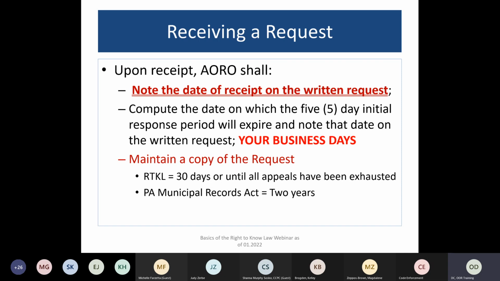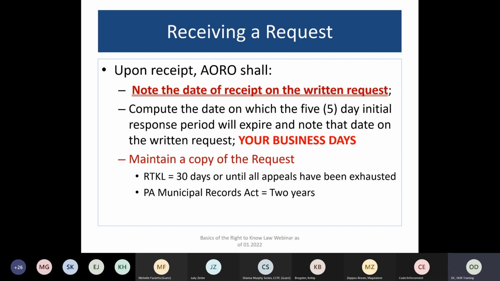And let's say that you're a small township up in the northern tier of Pennsylvania and you're only open 2 days a week. Your 5 business days, hypothetically, would be Monday, Tuesday, week 2, Monday, Tuesday, week 3, Monday. Then the close of business at that 5th business day would be when your initial response is due. You see how that works. If you're a school district, and let's say during the summertime, you're not on a Monday through Friday schedule. Maybe you're only open 3 days a week. That's how you would calculate the 5 business days.